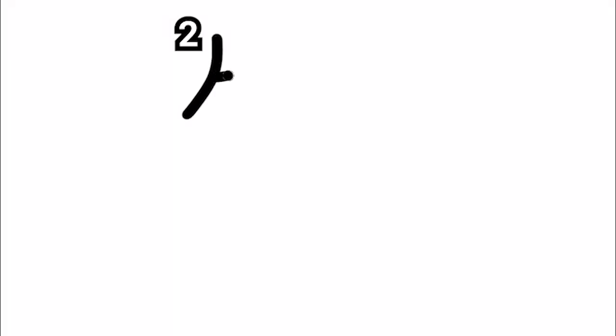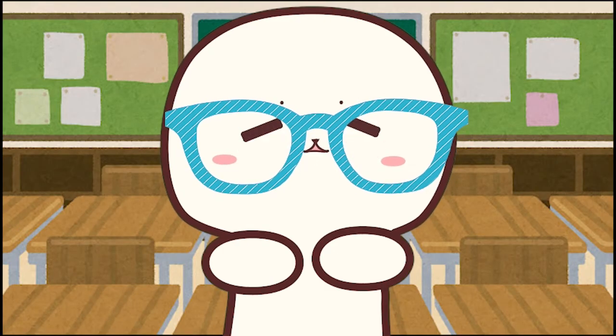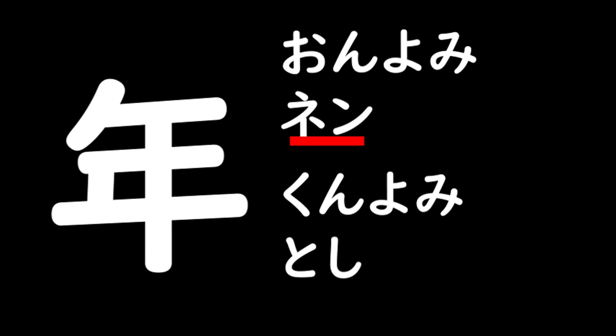How to read this kanji? Onyomi is 年. Kunyomi is 年. Then let's take a look example vocabularies.